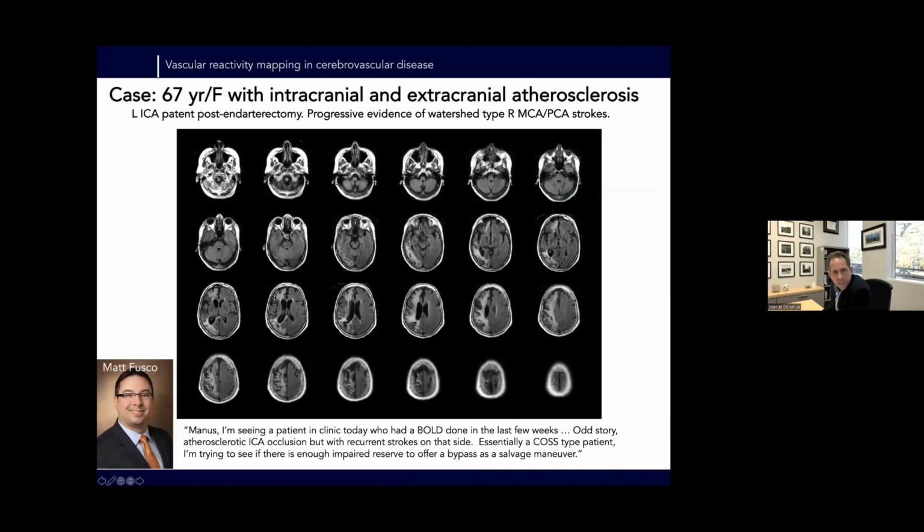Another example of how we're using this in the clinic is another case that happened a couple of weeks ago. This is our neurosurgeon that we work with. A patient comes in, this is now an older, 67-year-old female with intracranial and extracranial atherosclerosis. You can see that they've had an old stroke here. And the concern is, they've already had an endarterectomy, so they've scraped out the plaque in the neck. And the question now is, do you want to try an intracranial revascularization procedure, like a bypass, which is relatively difficult. And you can see that the infarcts are throughout the hemisphere, except for right here in the middle.